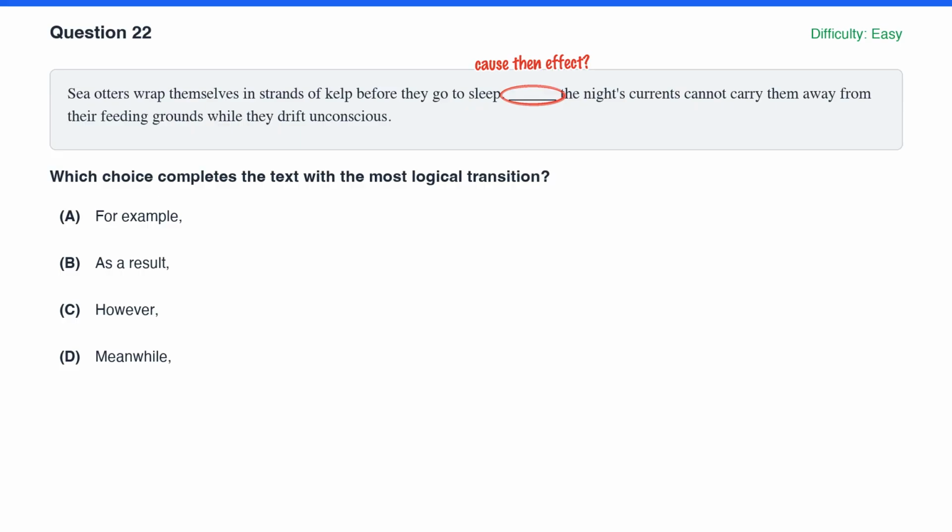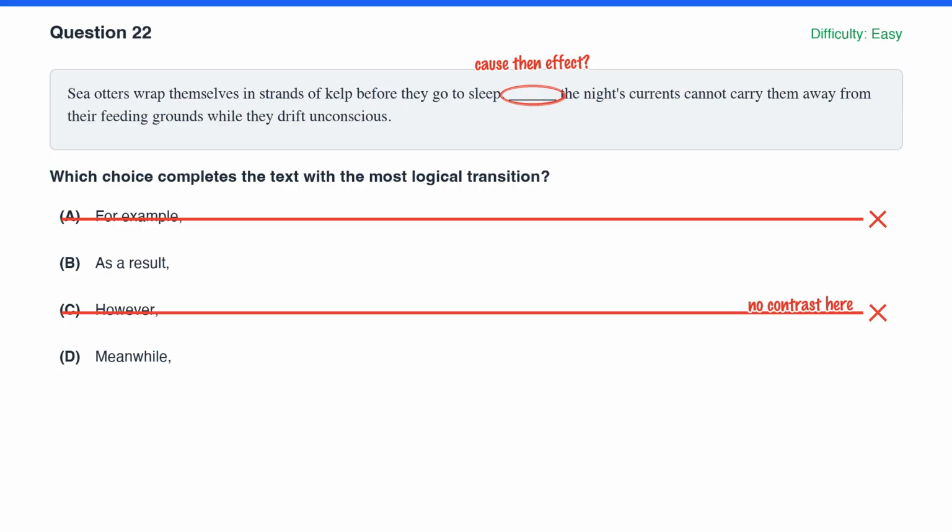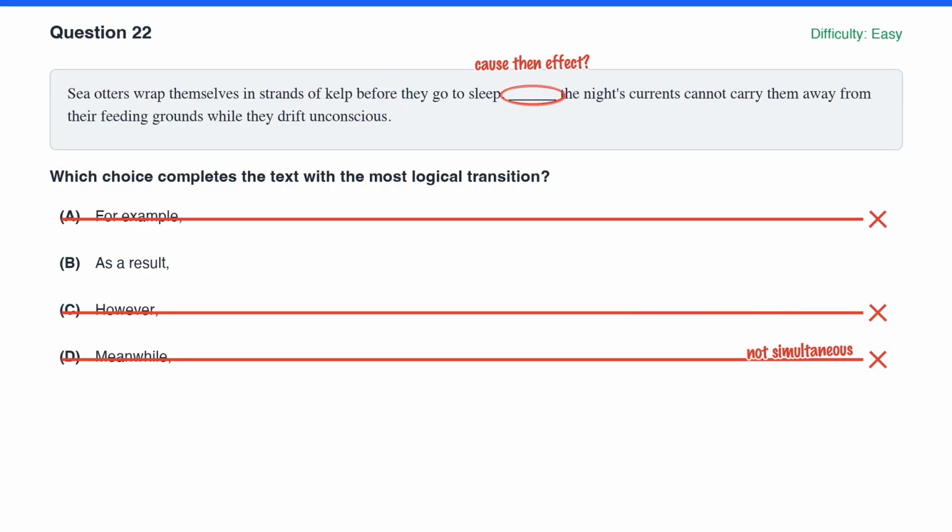Start with, for example. That would make the second sentence an illustration of the first, but staying put is an outcome, not an example, so cross it out. However signals contrast, and there's no reversal here, so that one's gone. Meanwhile marks two things happening at once, not one causing another, so strike that too. Wrapping in kelp is the cause, staying put is the effect, and as a result fits perfectly.